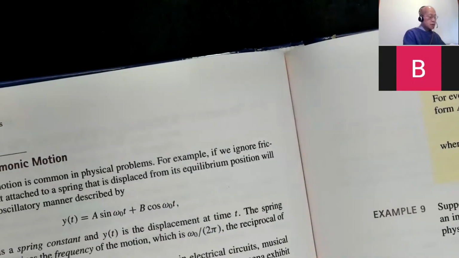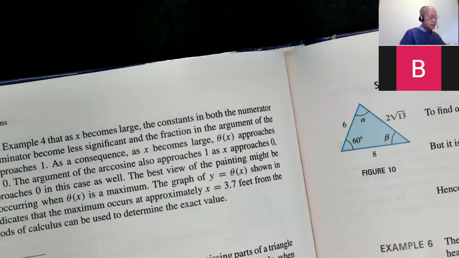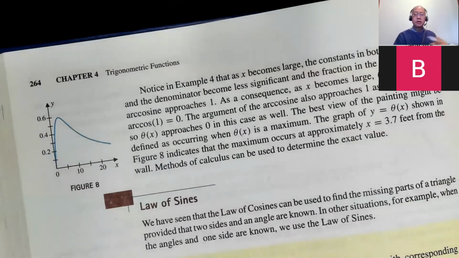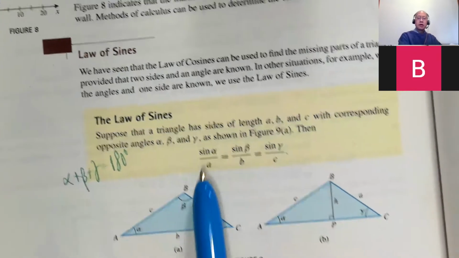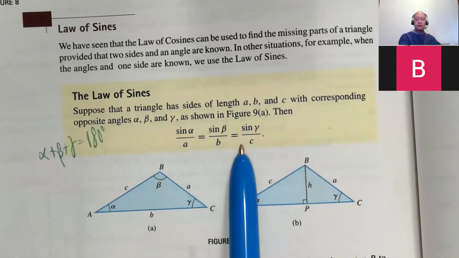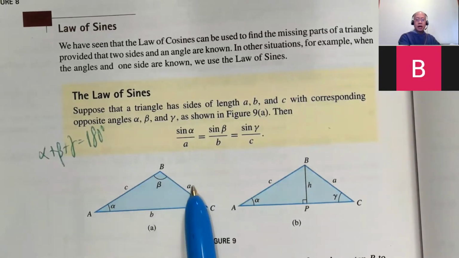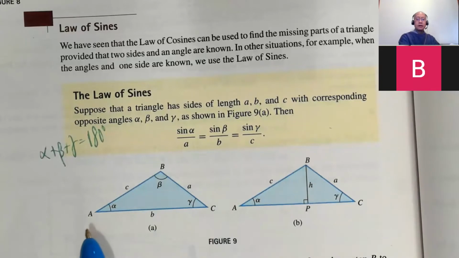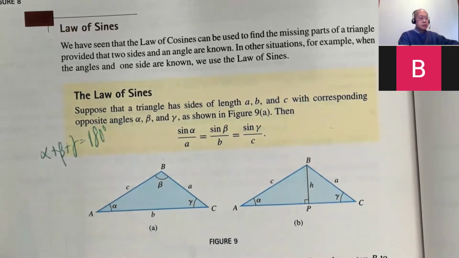So key ideas again are law of sines and law of cosines. So law of sines on page 264, put this on your cheat sheet. Sine of alpha over A equals sine of beta over B equals sine of gamma over C. A is opposite alpha, B is opposite beta, C is opposite gamma. And little a is opposite big A, little b opposite big B, little c opposite big C.